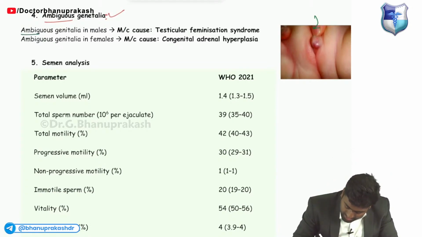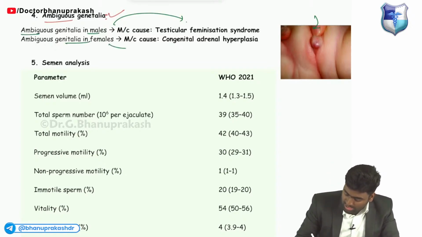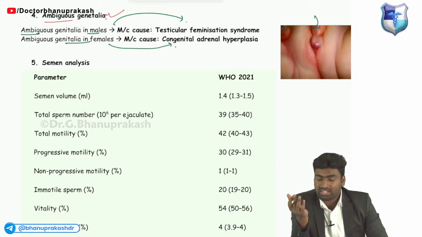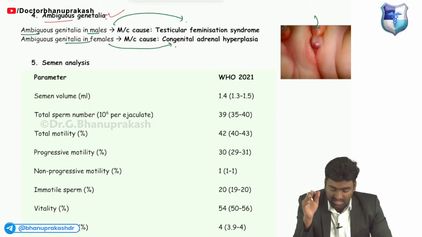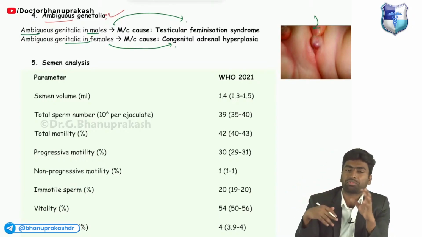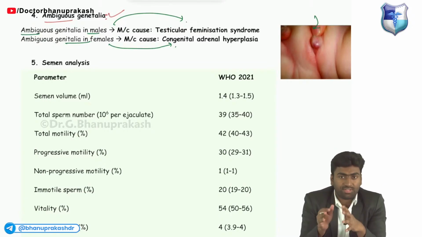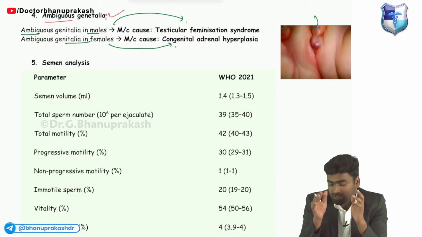In a case of ambiguous genitalia in males, the most common cause is testicular feminization syndrome. Whereas in females, the most common cause is congenital adrenal hyperplasia. Just remember, there are two points. In congenital adrenal hyperplasia, the most common one is 21 hydroxylase deficiency.